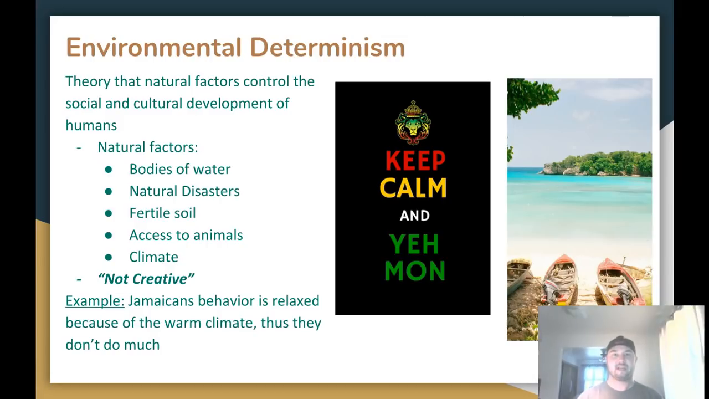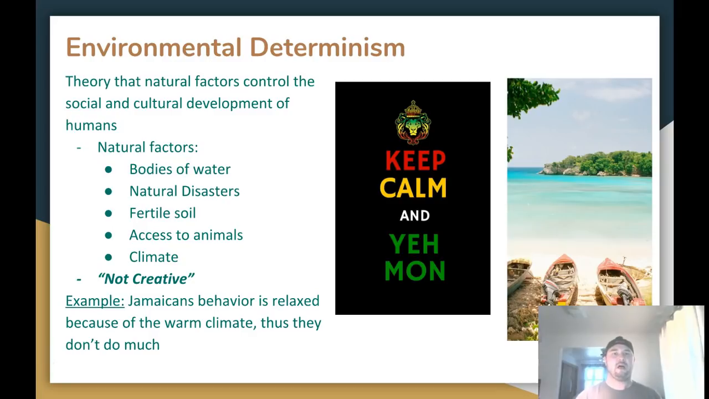Some people might say it's kind of controversial and has racial stereotypes throughout the world, especially when you look at environmental determinism. Basically, your life is determined by the environment. You didn't choose it. The environment kind of chose this for you, and it explains the way you are. Now, some things that could influence your life: bodies of water, natural disasters, soil, access to animals, climate. Climate's kind of a big one. People usually in really warm areas don't really have a go-getter attitude, or that's the belief per se, that they're not really creative.